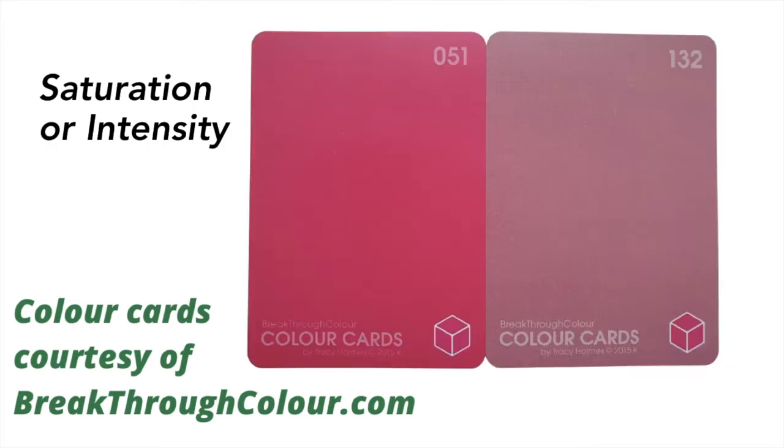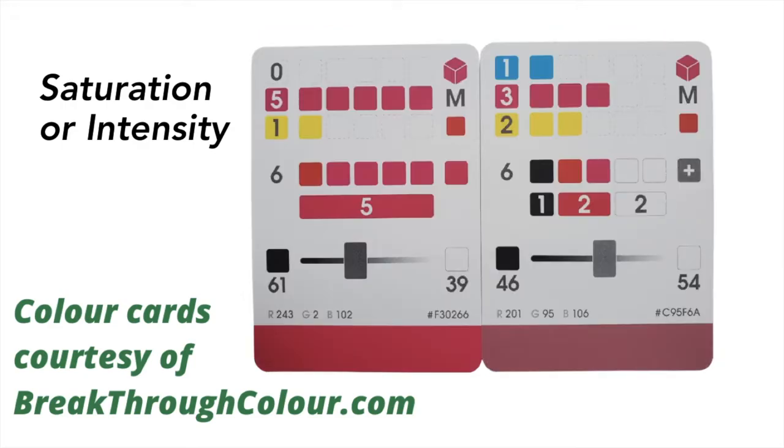Saturation or intensity refers to the brightness or dullness of a color. Hot pink is more intense and saturated with hue than dusty rose is. The muted card on the right has much less pigment in it. You can see in the color matrix here that they both contain hue, but the one on the left is saturated with more color while the one on the right has had some color removed to make room for black and white.